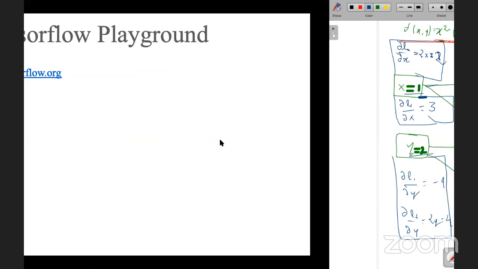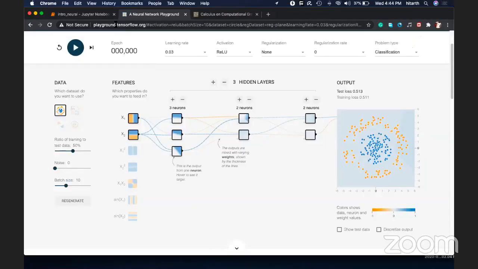Okay, so let's come to this playground. I'll try to explain in 2-3 minutes what is going on here, so that you can play with it. I'm assuming that none of you have seen this, or even if you have, it would be cool to see this.